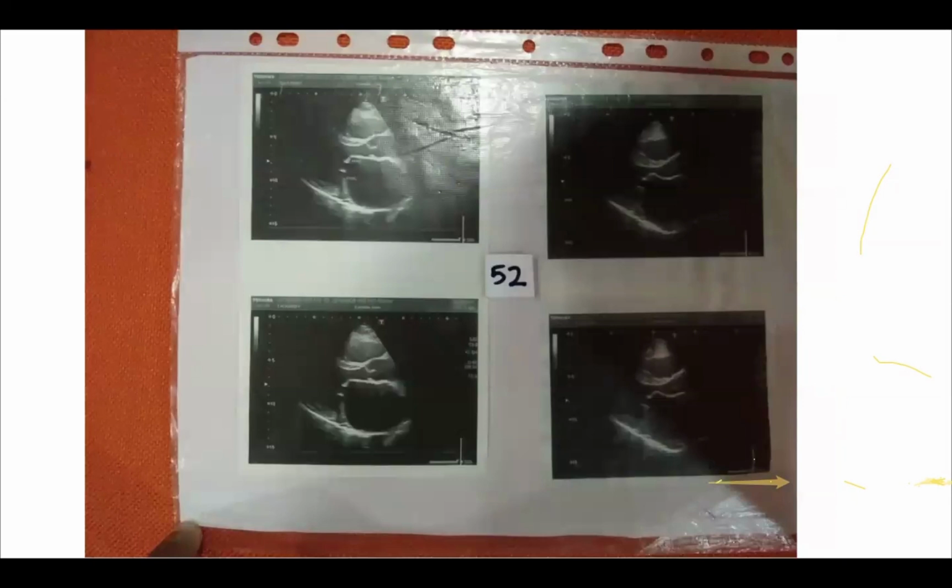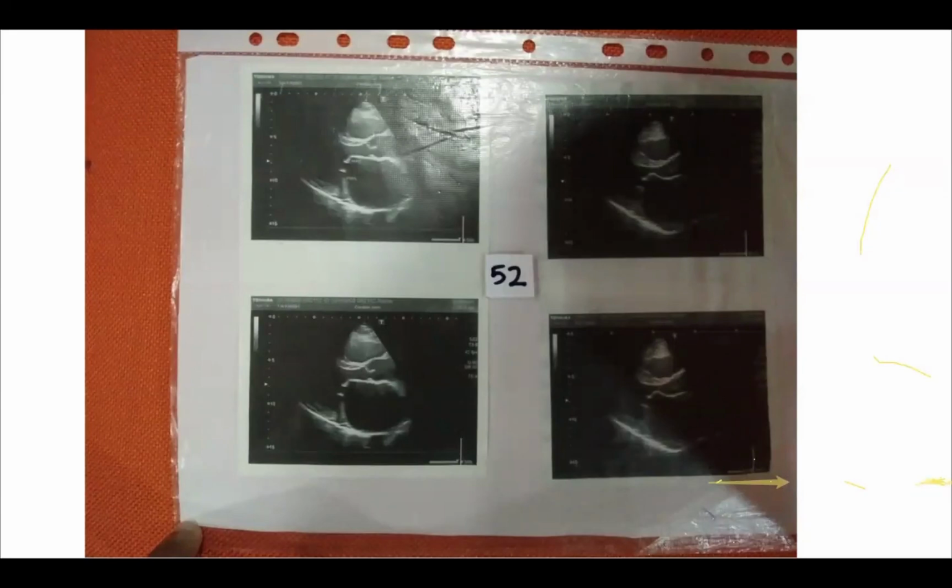So I think this is my last slide. Remember, in your OSCE, very rarely they can give you this also. Since we talked about atrial fibrillation, I have just put this in. So in this echo, what do you see? This is a parasternal long axis echo view. Just consider only one, all the 4 are the same. What do you see here?